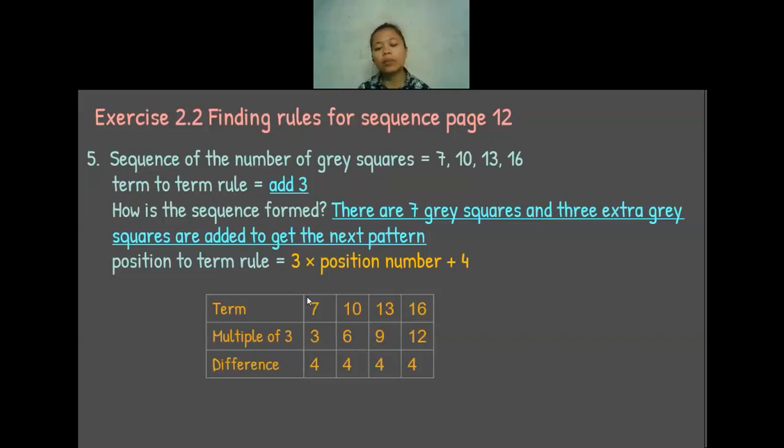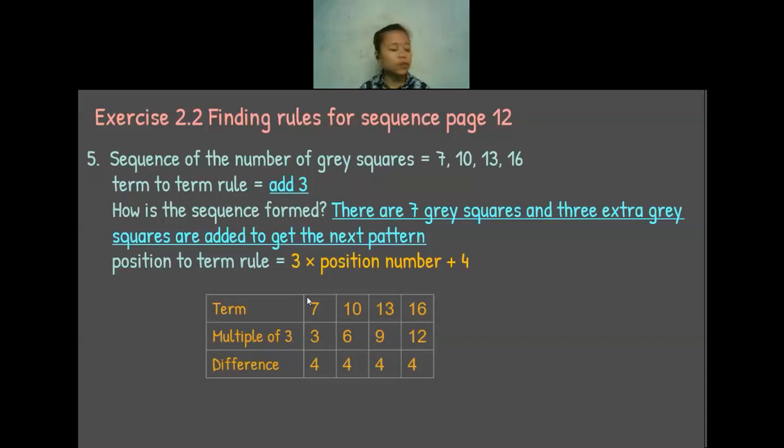To find the term-to-term rule, you just have to find the difference from 7 to 10, from 10 to 13, from 13 to 16. The number changes by addition of 3. That's why the term-to-term rule will be add 3.